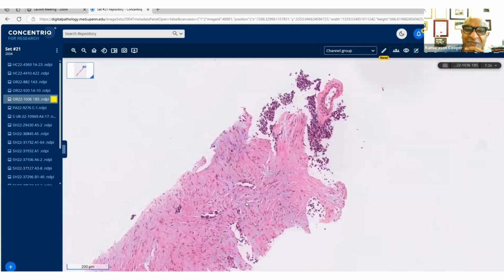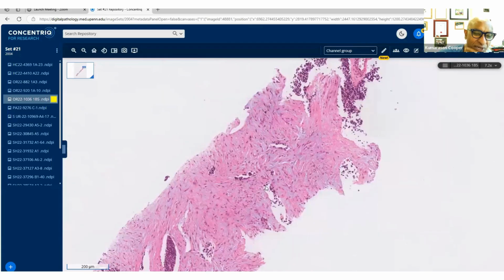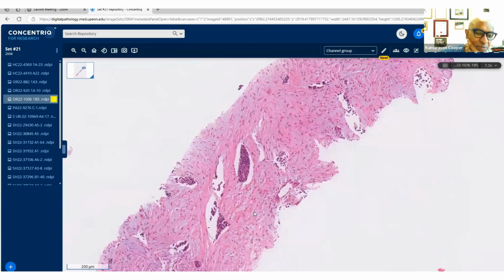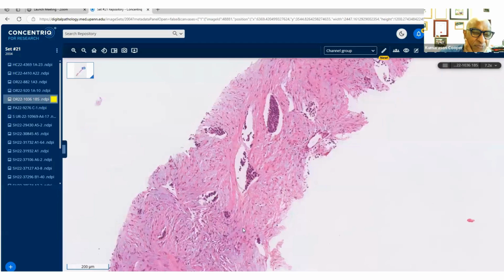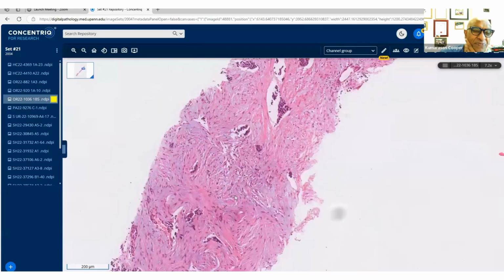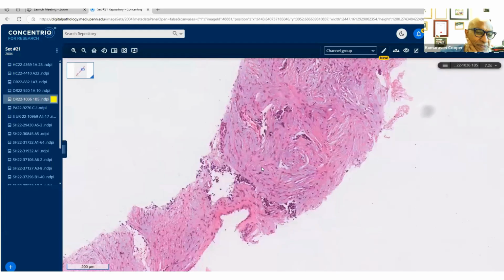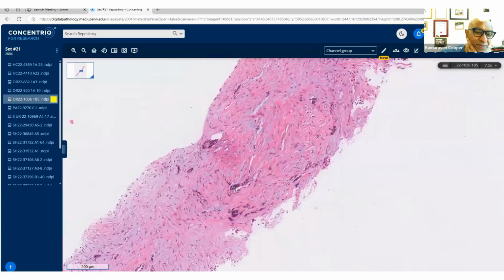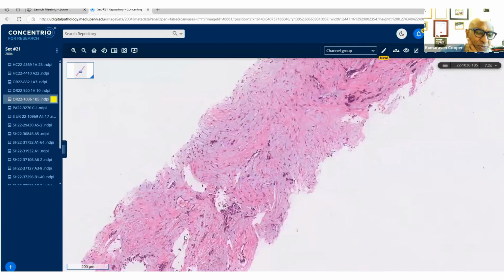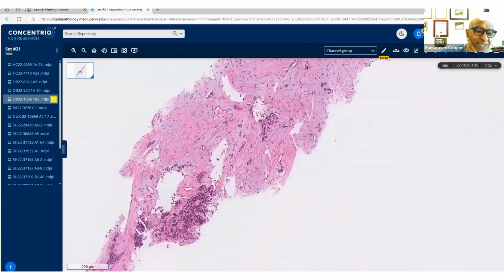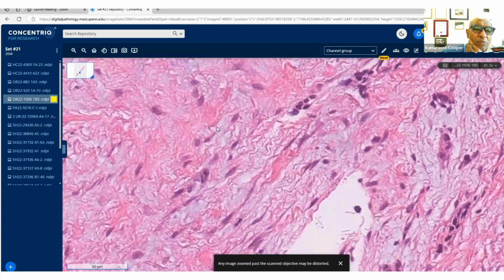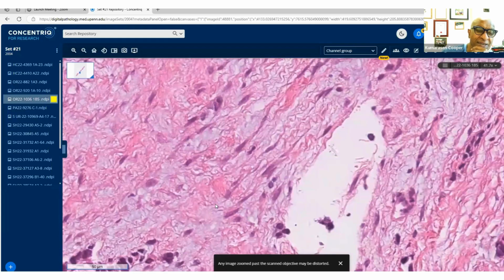But look at this carefully. Okay, I'll just keep it at medium power, just so that you can appreciate the architecture and the variable components. And then I'll take you on high power. Okay, so you would have seen these more cellular areas, and then these spindle areas, a little myxoid matrix, this pale blue matrix, myxoid, and then there's fibrosis here again, and nice spindled areas.